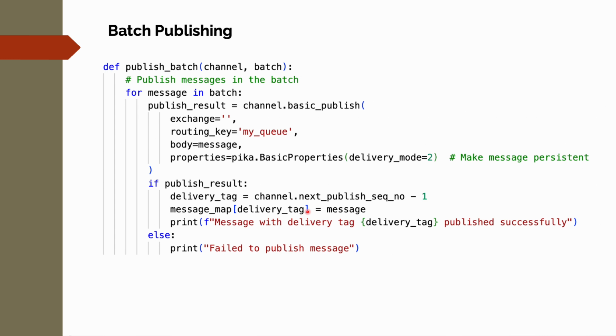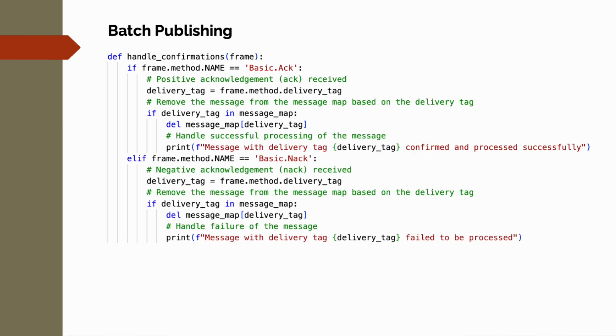Prints a success message if the message is published successfully. Otherwise, prints a failure message. Handle_confirmations demonstrates how to handle acknowledgements and negative acknowledgements received from RabbitMQ. It checks the type of acknowledgement received, removes the corresponding message from the message_map dictionary, and provides feedback on the success or failure of message processing.